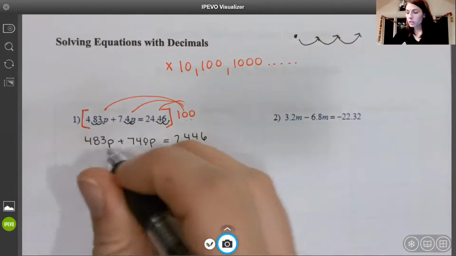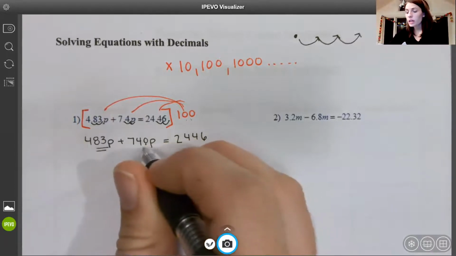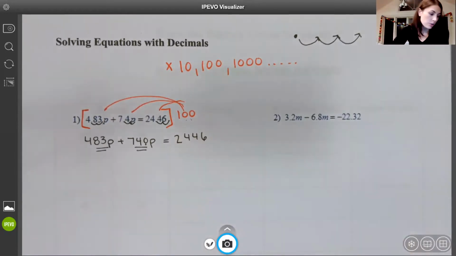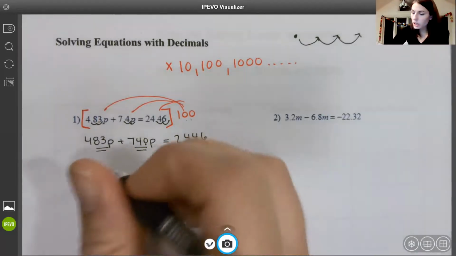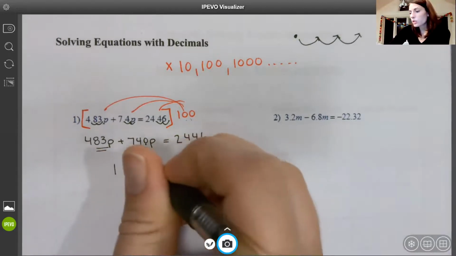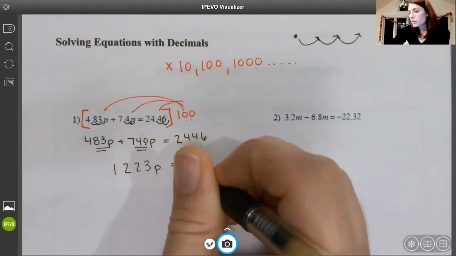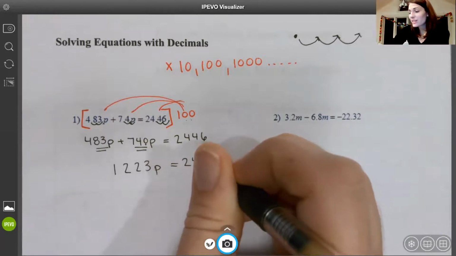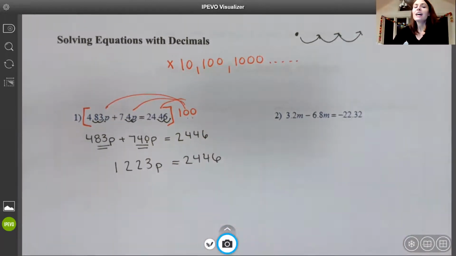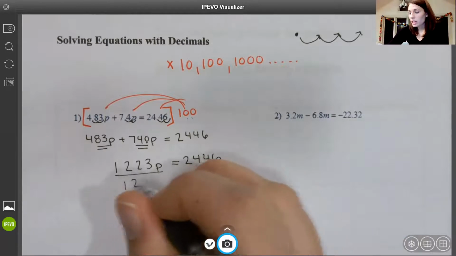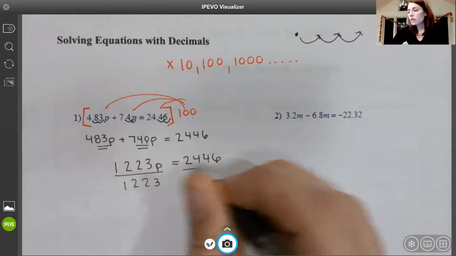So now I have some like terms. So I have 483p and 740p. And adding that together, I have 483 and I'm adding together 740, and I get 1,223p equals 2,446. And now to solve for p, I'm dividing by 1,223.